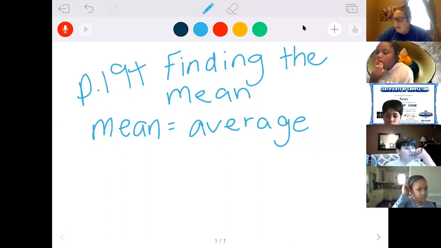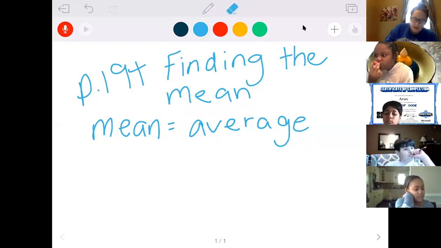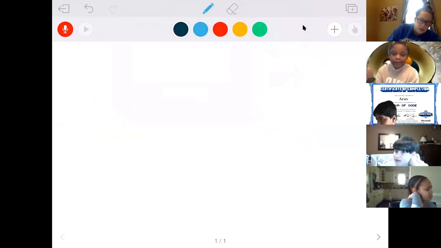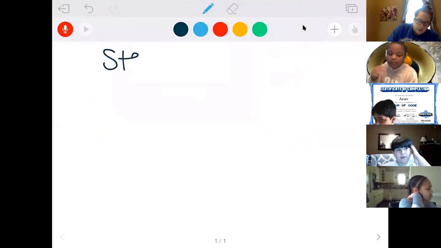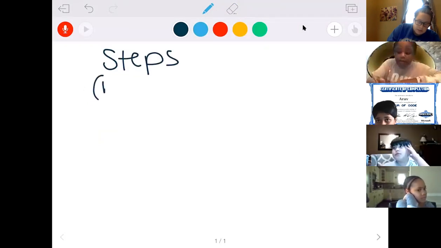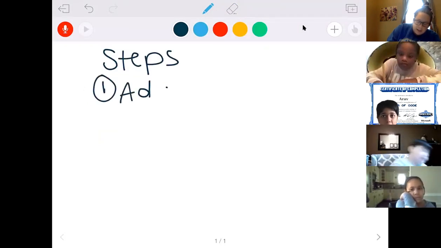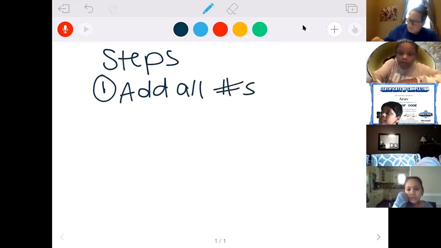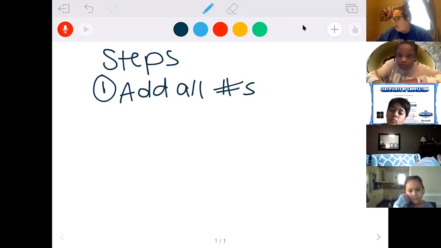So to find the mean, there's two things you do. So I'm going to erase this, and we're going to write the steps. So there's two steps. Step one is add all the numbers. So that's the easy part. You add up all the numbers. And they're not going to give you really big numbers. Now, next year, you'll get numbers that are a little bit higher, hundreds and thousands, but not for this.